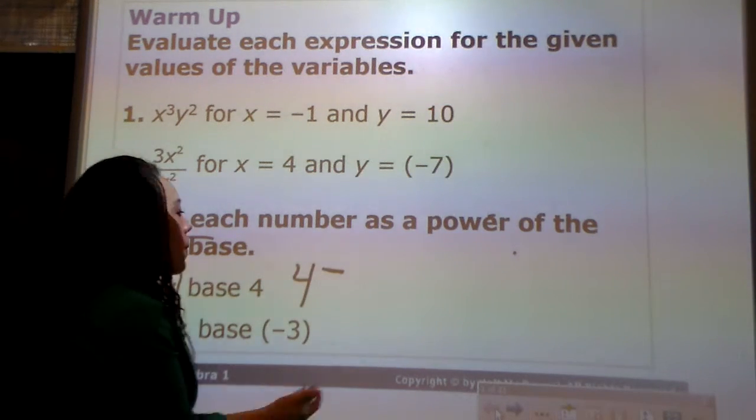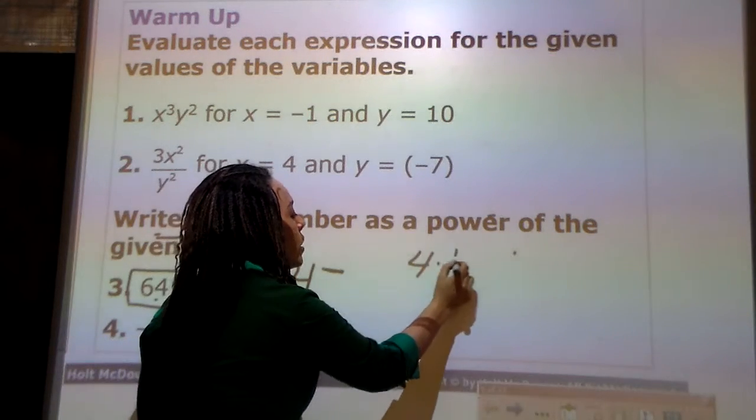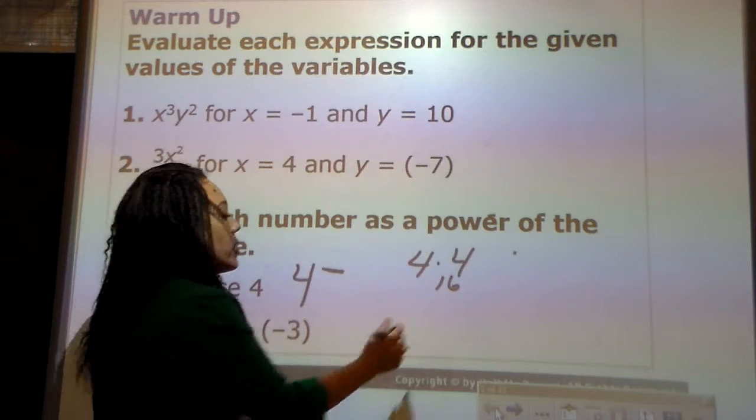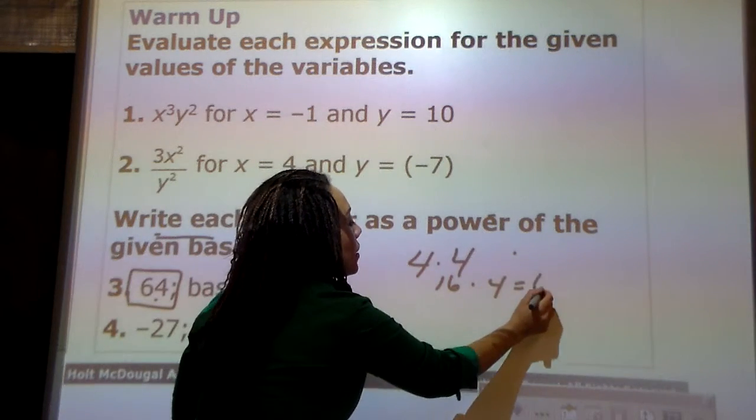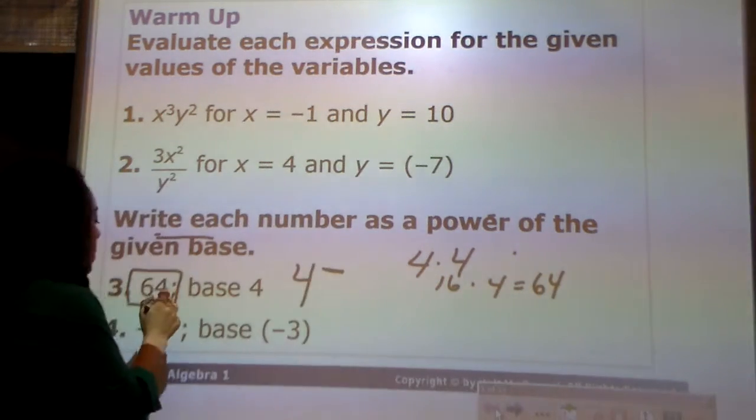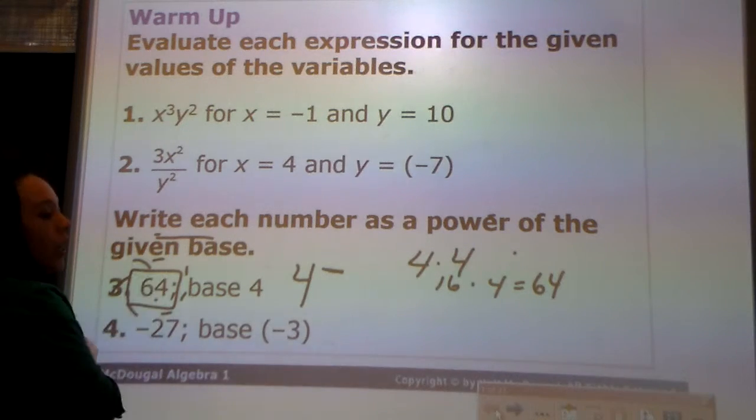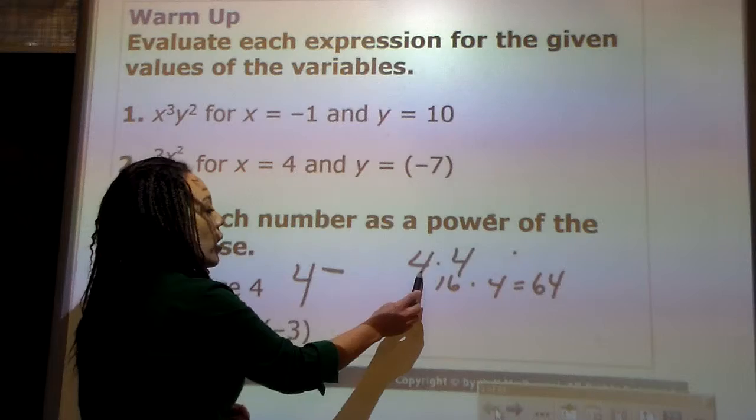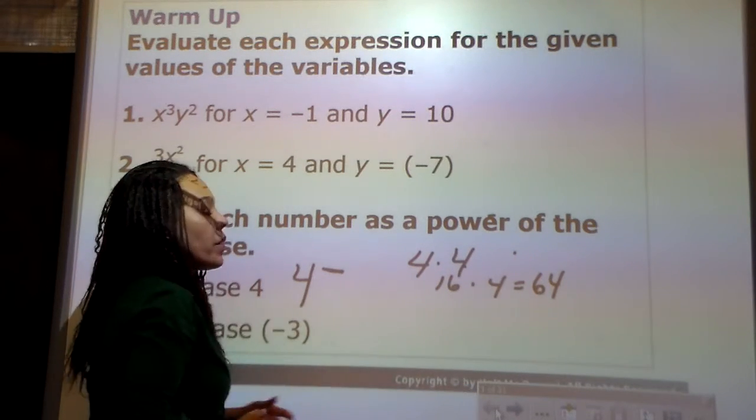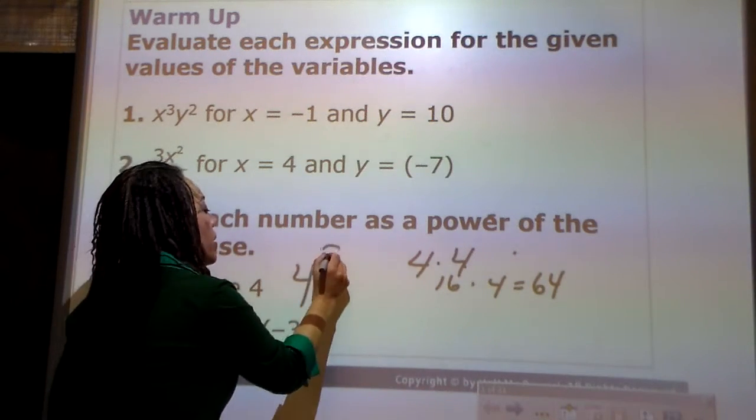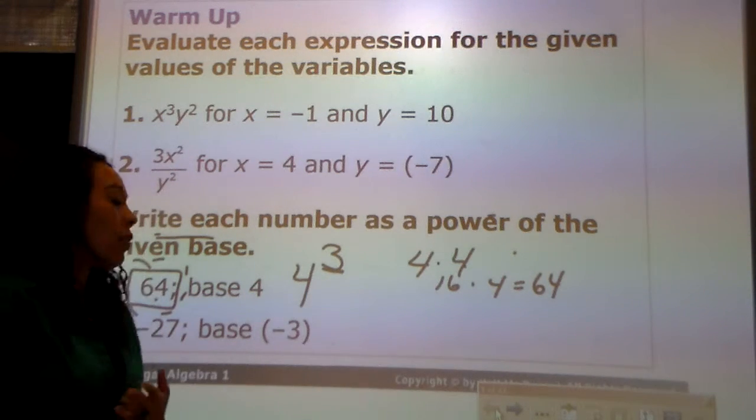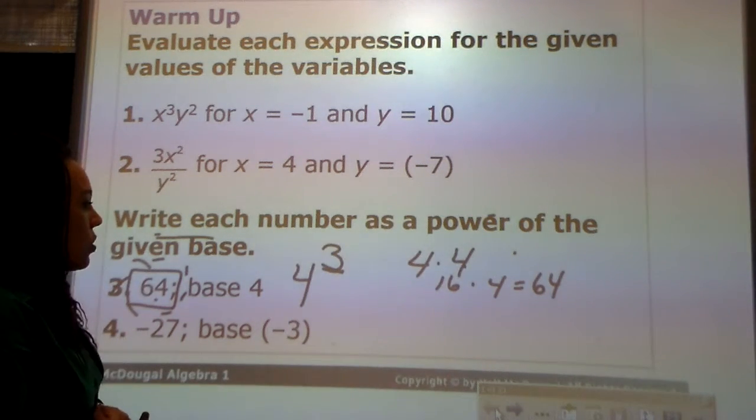Here's what I do. I work backwards. I say, well, I know that 4 times 4 is 16. And then I also know that 16 times 4 is 64, which happens to be the number that I'm looking for. So how many times did I multiply 4? 4 times 4 times 4. There were 3 times, so that makes my power or my exponent up here to be to the 3rd power. That's exactly how you do that.